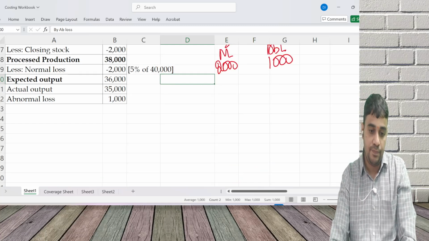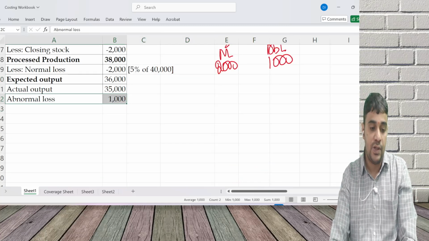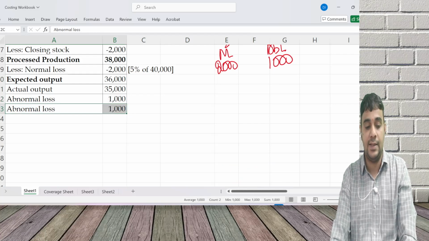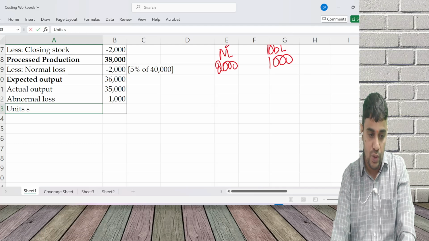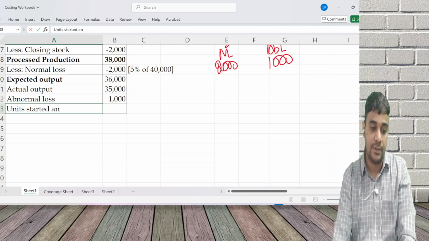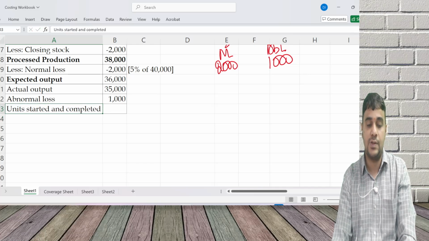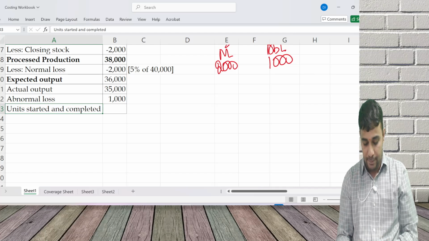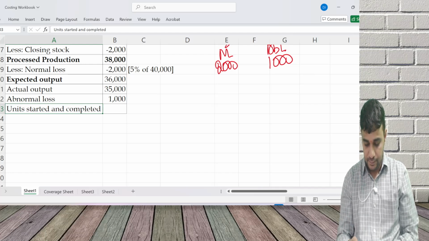Working note 3. Any doubts till this? Below this, write one more item here in the second step, input output statement: units started and completed after abnormal loss. Started and completed.